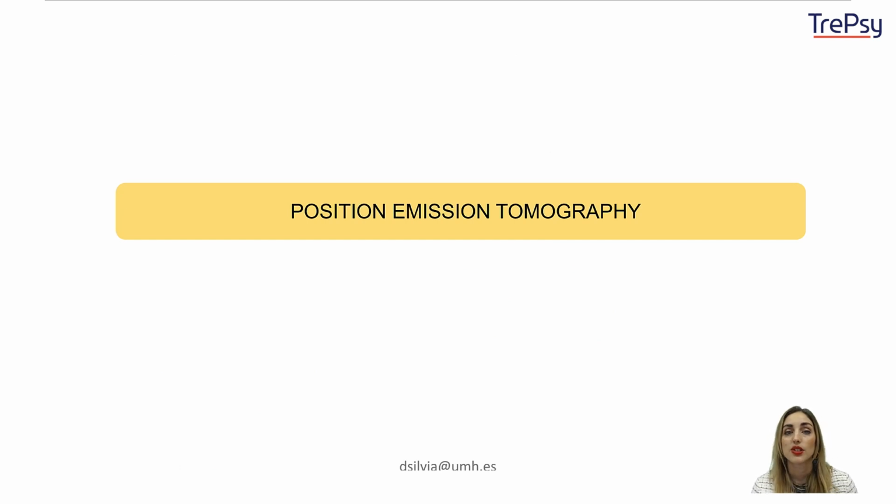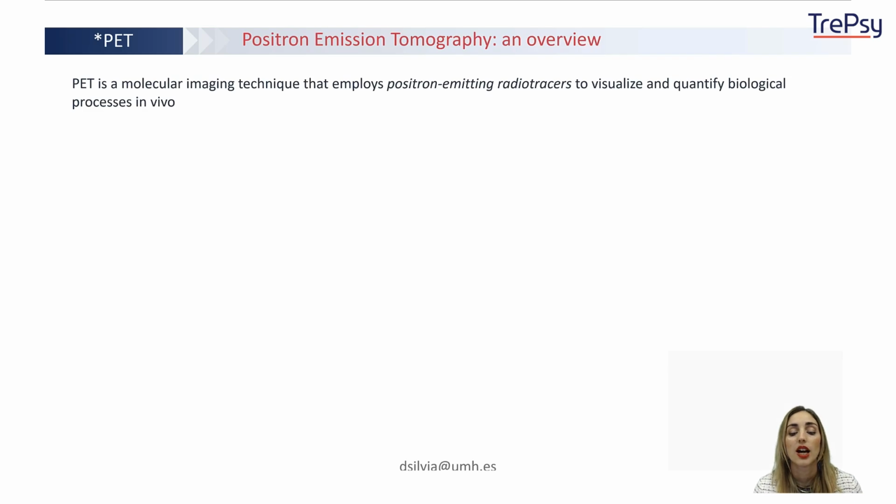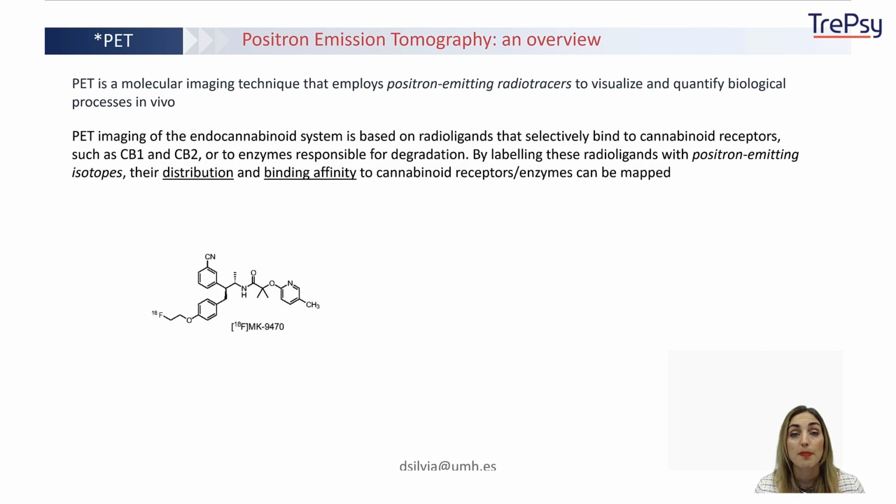Okay, so let's start with the first technique. It's positron emission tomography, or PET. Let's start with a general overview about what the target of PET is and how it works, and then we will go a little bit into details. PET is a molecular imaging technique that employs positron emitting radio tracers to visualize and quantify biological processes in vivo. The PET imaging of the endocannabinoid system is based on radioligands that selectively bind to cannabinoid receptors, which are receptor 1 and 2, we will see it a little bit later, or to the enzymes responsible for their degradation.